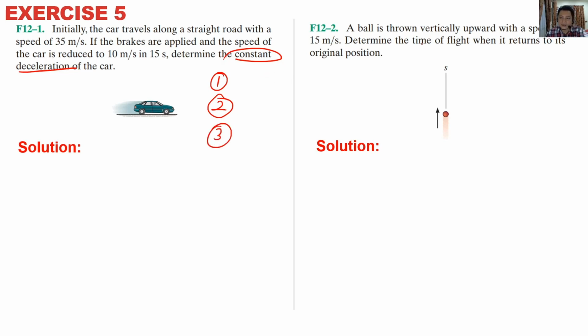So work it out. A ball is thrown vertically upward at a speed of 15 meters per second. Determine the time of flight when it returns to its original position. It is thrown with an initial speed. Once it's thrown, you have acceleration, which is 9.81. This one also you can do.